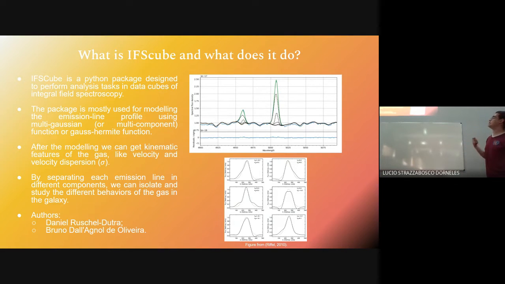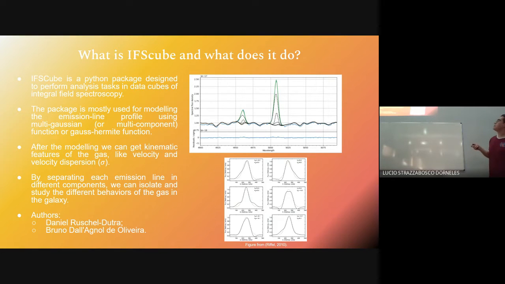By separating each emission line into different components, we can isolate and study different behaviors of the gas in the galaxy. So, as I said, when we get a broader emission line, we are seeing gas that is more disturbed. When we see a narrow emission line, we are seeing gas that is more organized. The authors are Daniel Ruschel-Dutra and Bruno Dall'Agnol de Oliveira.